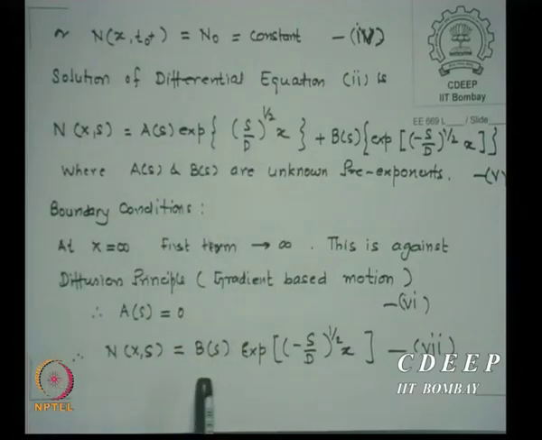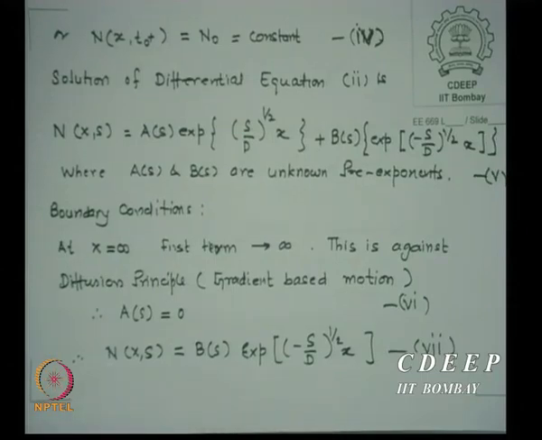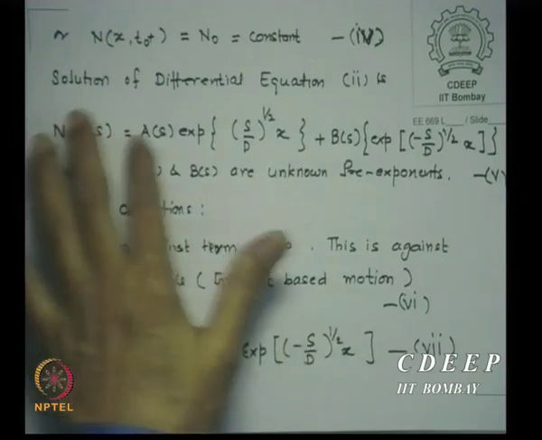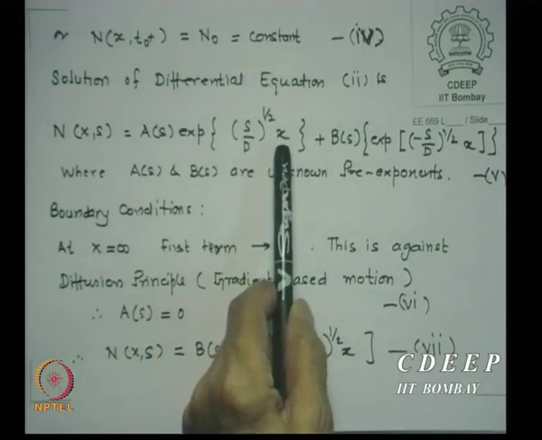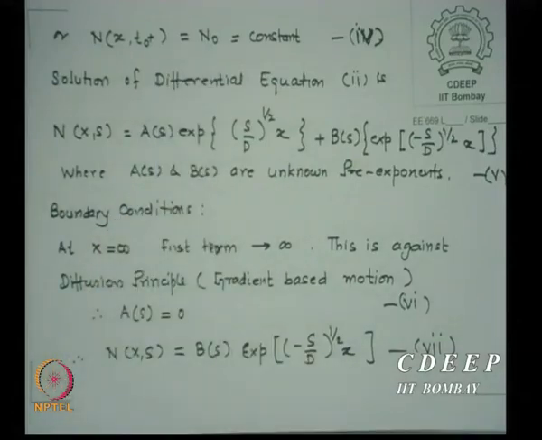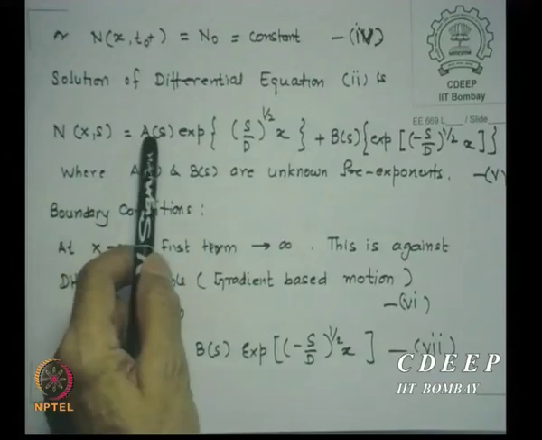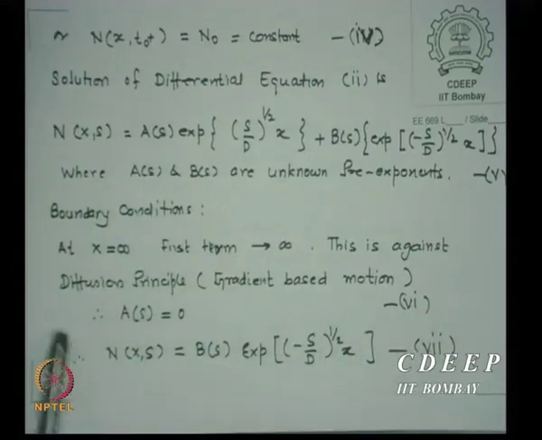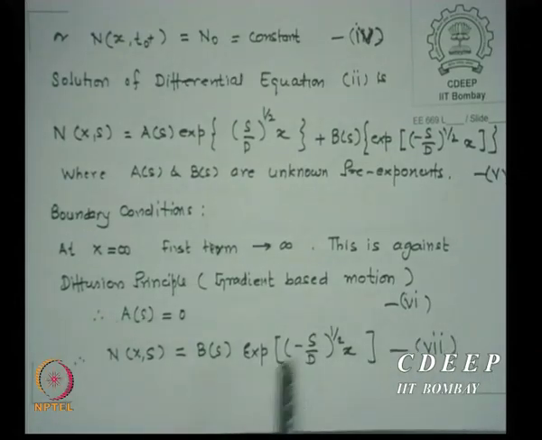Then I get N(x) is B_s exponential of minus S by D to the power half into x. So this is the solution, but what is still not known to me? B_s. A_s I removed because of the second boundary, but now I must know B_s. So I look into the real life situation. Please note down, this is the solution. If x goes to infinity this term blows up, and by the principle of diffusion A_s must be 0. So the actual solution in this specific case is B_s times exponential of minus S by D to the power half x.